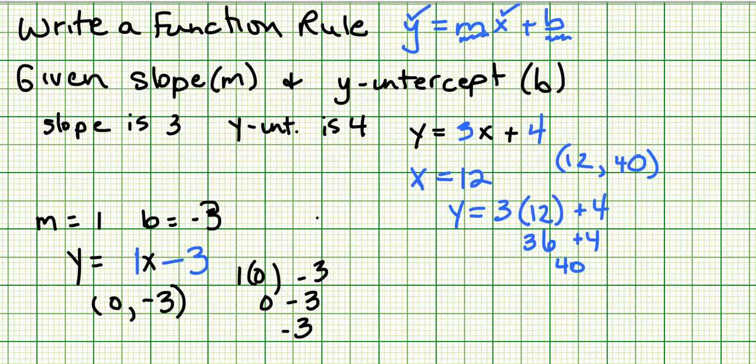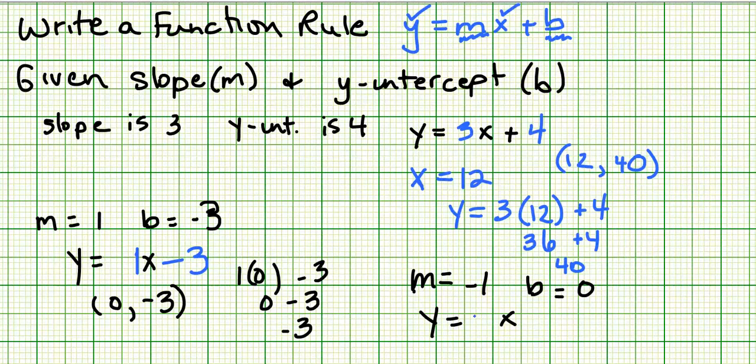All right, so writing the rule when you're given the slope and the y-intercept is as easy as that. What if I had a slope that's negative? Slope is -1, y-intercept is 0. That's a little bit different scenario. You do the same thing. You still have your y equals, you've got an x here, and you substitute the values into the right spot.